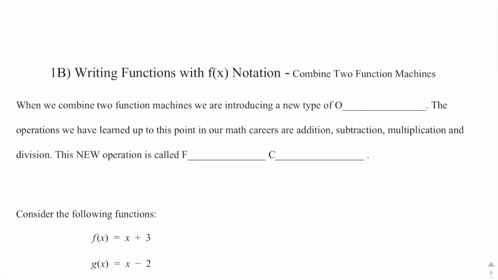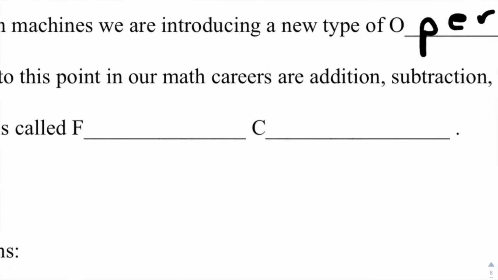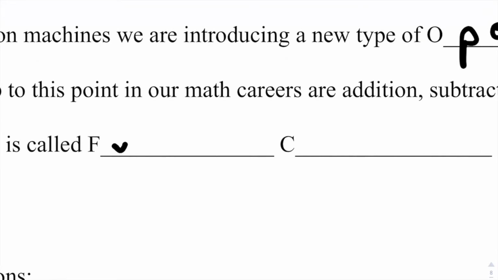When we combine two function machines, we are introducing a new type of operation. The operations we have learned up to this point in our math careers are addition, subtraction, multiplication, and division. This new operation is called function composition.